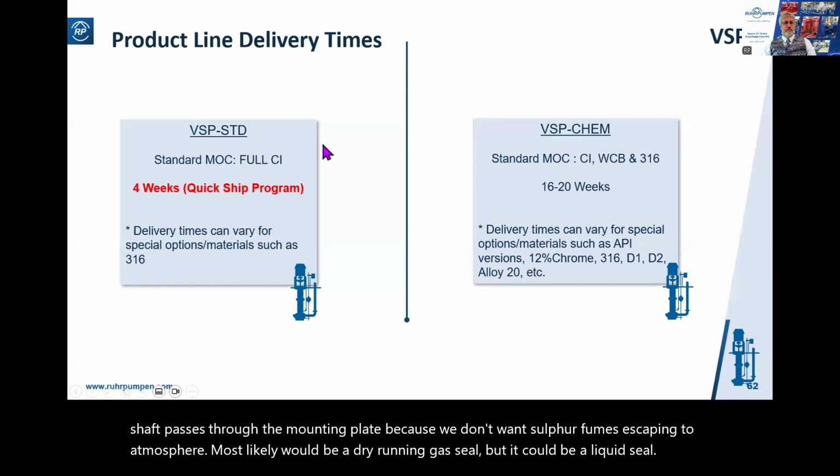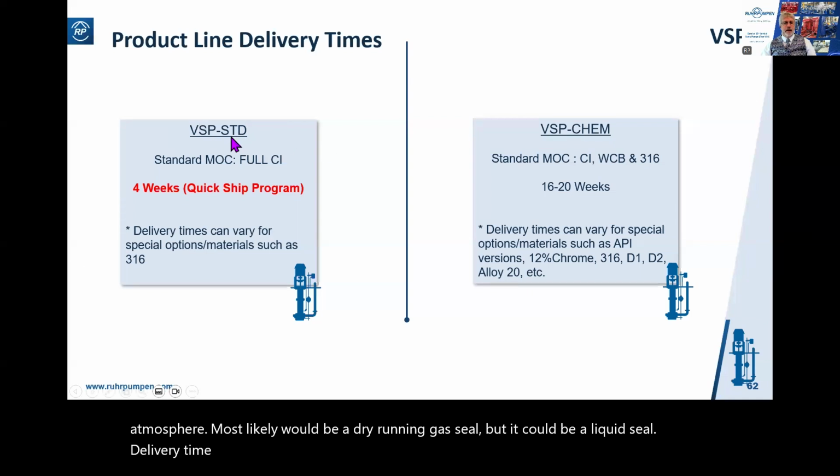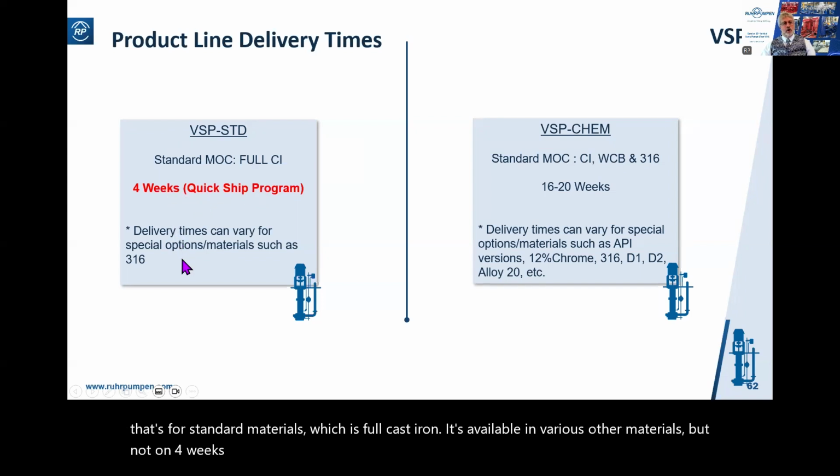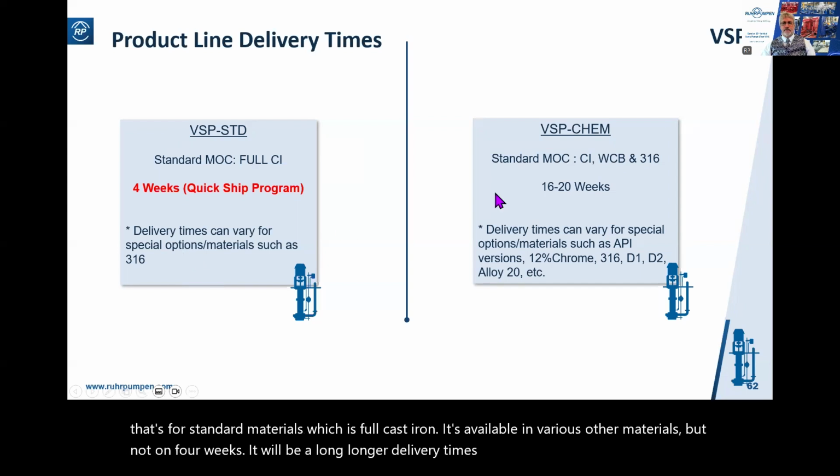Delivery time? Well, the standard VSP is on a 4-week quick ship program delivery time. So that's for standard materials, which is full cast iron. It's available in various other materials, but not on 4 weeks. It would be longer delivery times for special options.